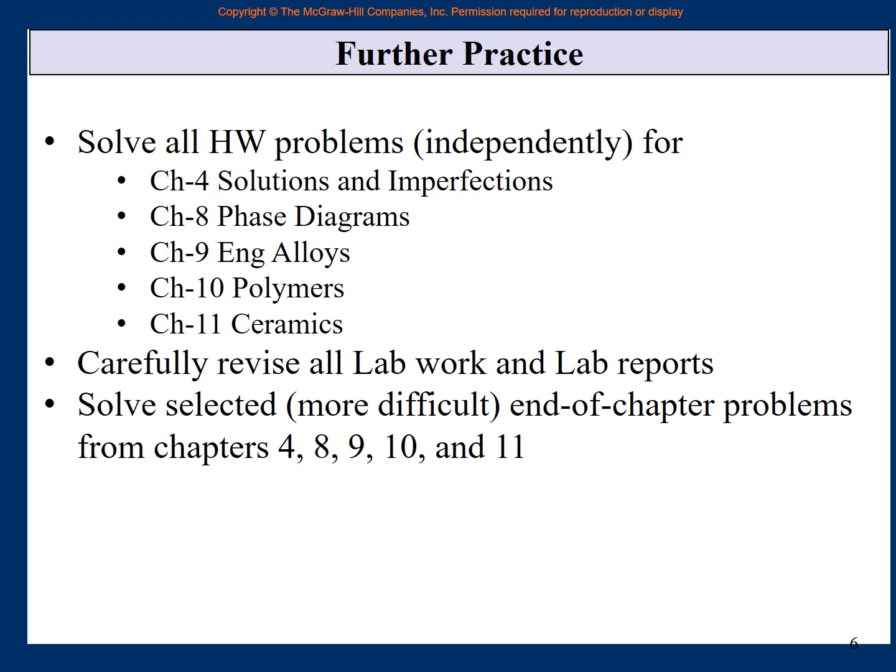And finally, if you want to be the A type of student, then you have done all the solved examples in the course and all the homework problems. Now go to the end of the chapter for each of these chapters, 4, 8, 9, 10, 11, and find any 1 or 2 problems which you think are more difficult than the others and solve them. If you do that, then you can be quite sure that you can get marks almost at the top of the class, right?